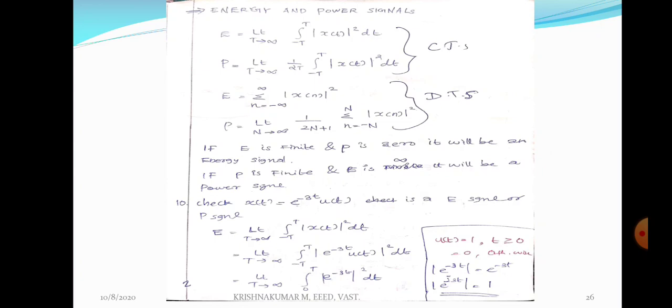When the value of function t is less than 0, there is no signal. Therefore, our integration limits are reduced to the third step. Limit capital T tends to infinity, integral 0 to capital T, mod e raised to minus 3t all square dt.